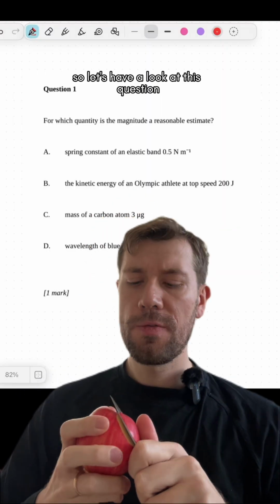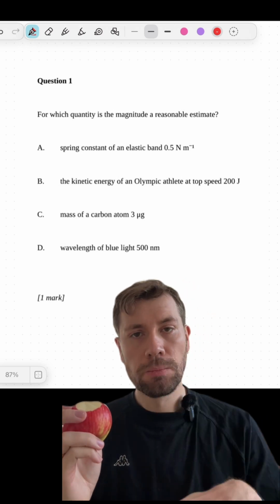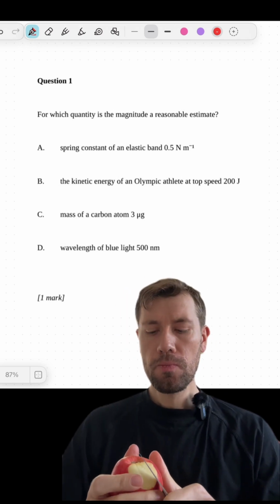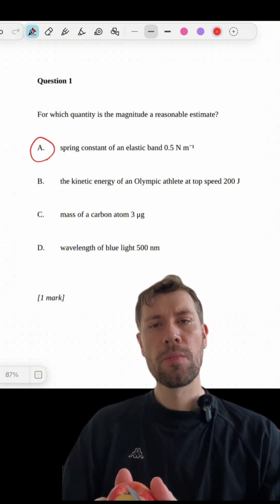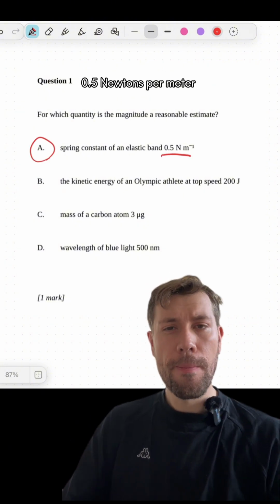So, let's have a look at this question. Pause it now if you want to have a go yourself. Which of these is a reasonable estimate? Well, we'll start with the spring constant. The spring constant of an elastic band is 0.5 newtons per meter.